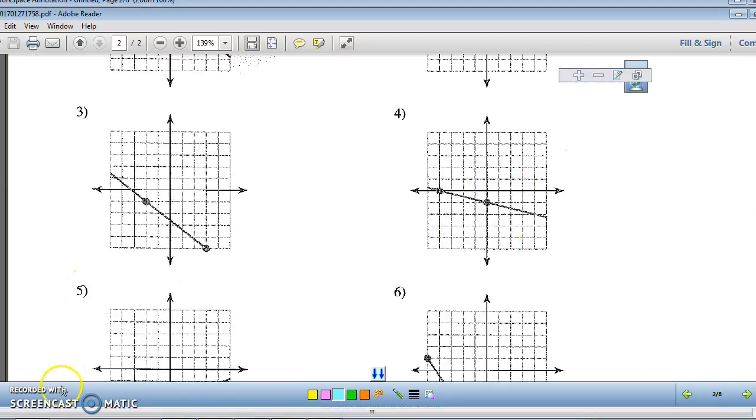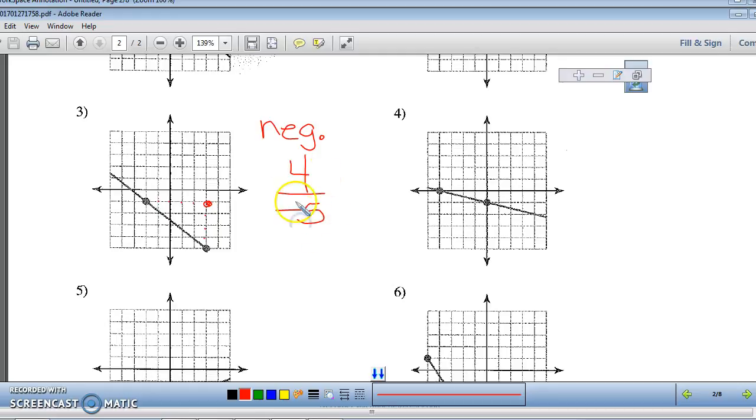Moving to number 3. First thing is it's going down, so we know it's going to be negative. Go ahead and do your rise over run. So it's going up 1, 2, 3, 4 times. And the run is going backwards, so it's negative 1, 2, 3, 4, 5 times. So the slope should end up being 4 over negative 5. Pause, see if you can do it, and come back to check. Make sure to show your work.